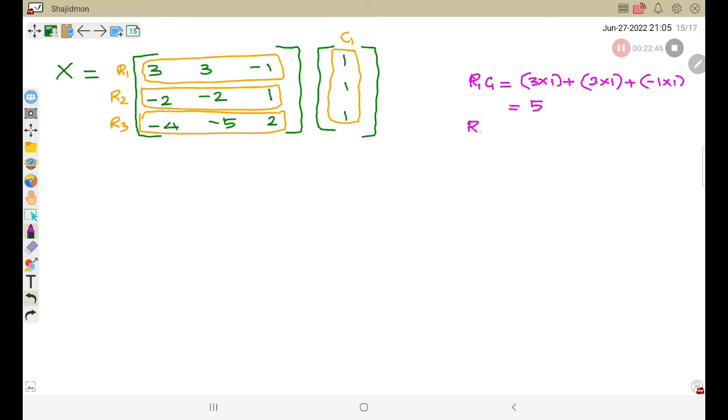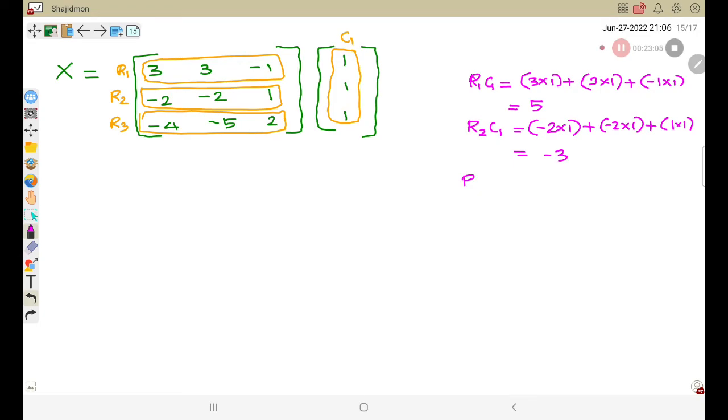Now row number 2 with column number 1. So first number is minus 2 multiply first 1, plus second number minus 2, 1. Third number 1 multiply 1. You will get minus 4 plus 1, minus 3.